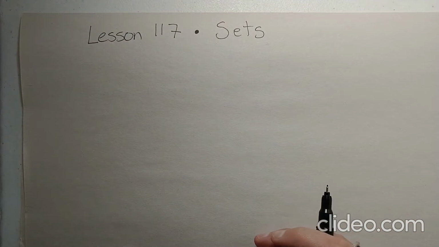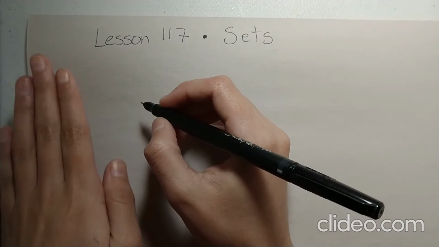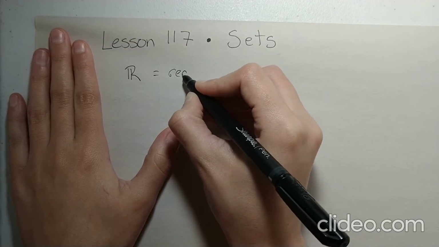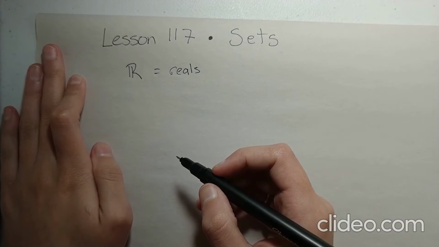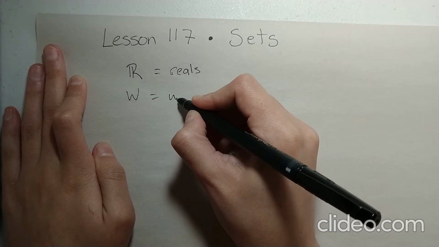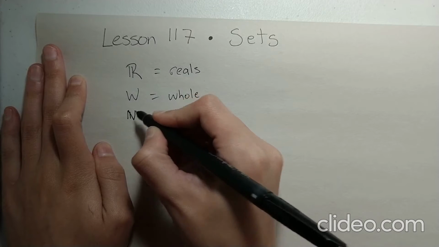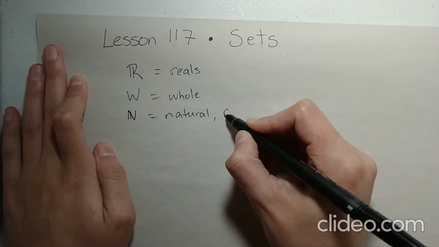All right, so here we're going to be talking about the different letters that we're going to use to designate the different sets. We've already used the R for reals in class, so we're just going to add a few letters to our set. We can use W for whole numbers, N for natural or counting numbers.